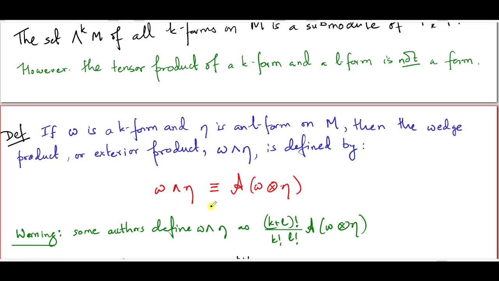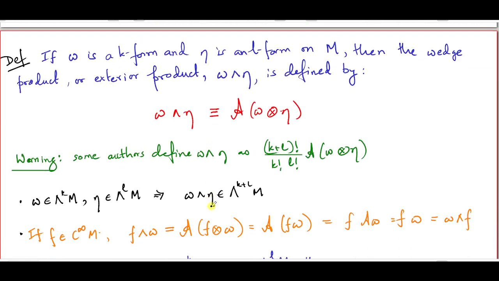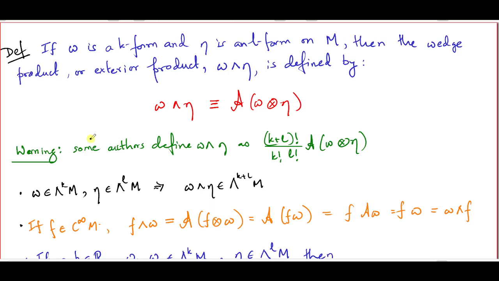Now, what is important and rather obvious from the construction is that if omega is a K form, a member of lambda K, and eta is an L form, then omega wedge eta is a K plus L form.